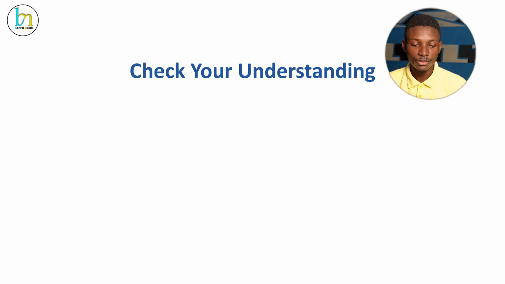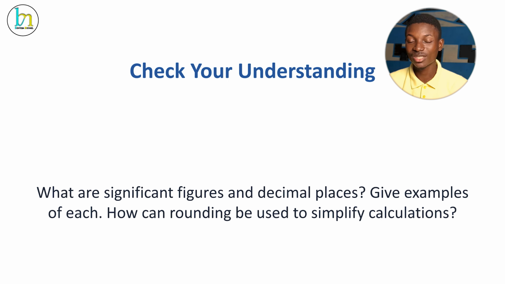Let's check your understanding. What are significant figures and decimal places? Just give a short, simple definition in the comment section, and I'll be glad to read it and give you answers. Also give examples of each. And then, how can rounding be used to simplify calculations? This is just to test your understanding. Give me the answer in the comment section, and I'll be glad to read it and know that at least you understood what I taught you.